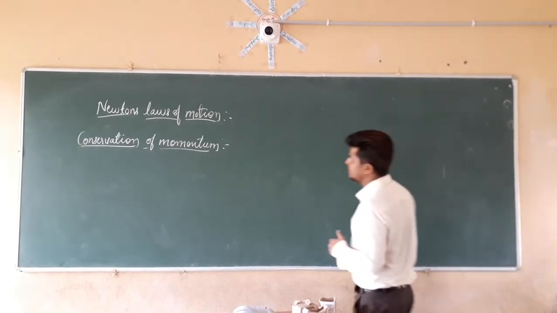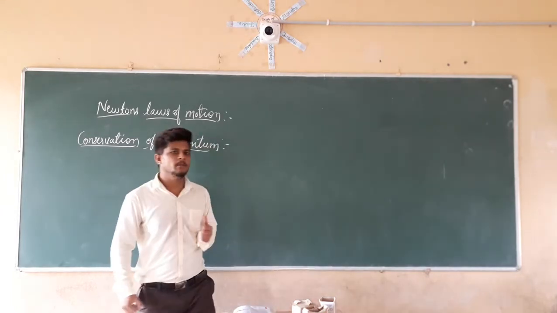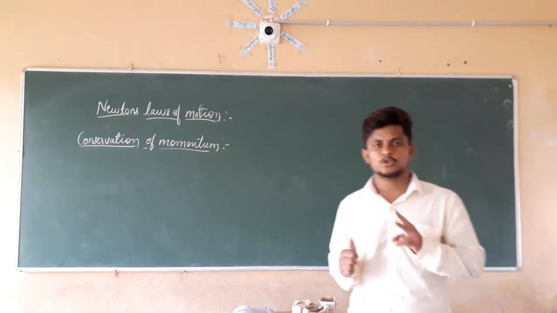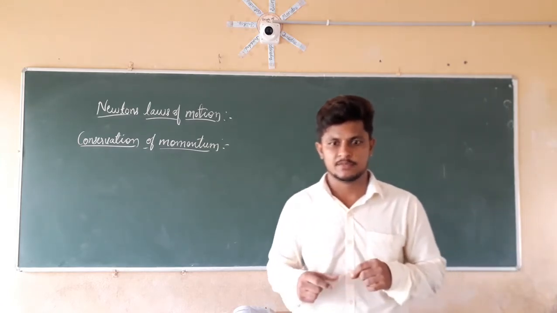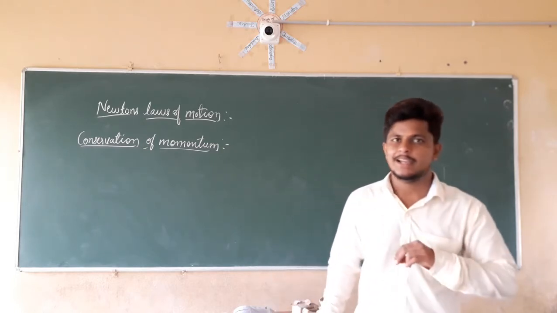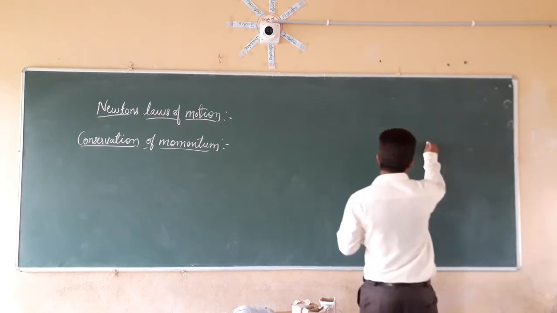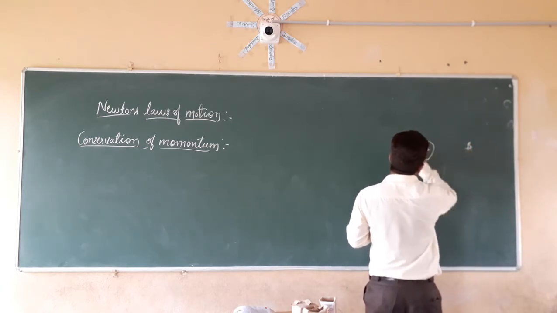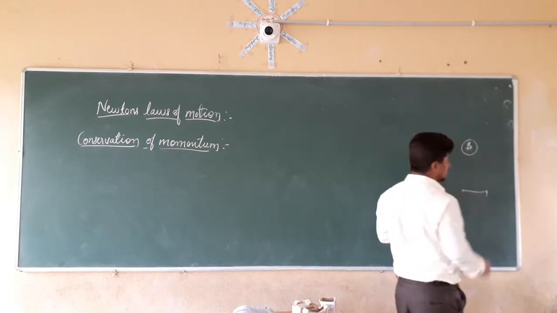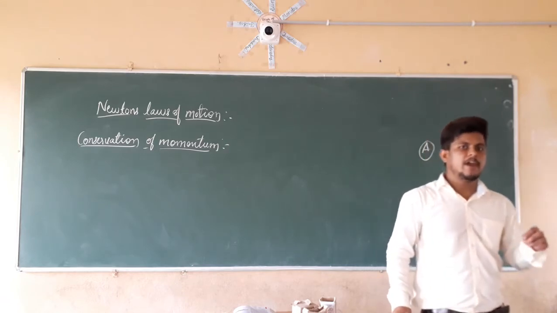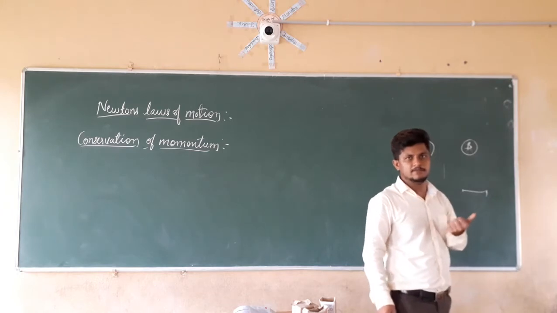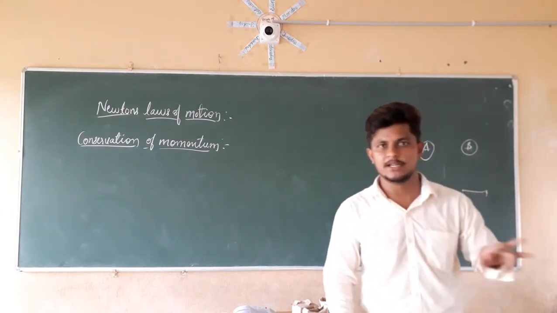Now next we are going to study the conservation of momentum. For that, we are going to do an activity. We are going to use two carts which have wheels below, and on those carts we are going to use two students, let us say student A and B, a girl and a boy. A is the girl and B is the boy. Why a boy and a girl? Since they have different weights, she will be lightweight and he will be heavyweight.